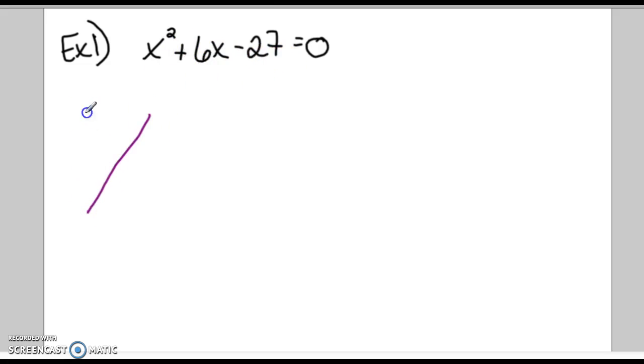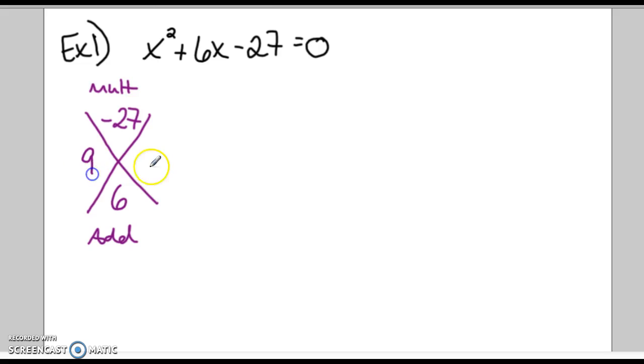So I'm going to do my x, because whether I use box or grouping, I always start with my x. My a times my c would be negative 27 in the top of my x, and then my b term, which is 6, will be in the bottom, so I need something that's going to multiply to the top and add to the bottom. I can think off the top of my head that positive 9 times negative 3 will give me negative 27, and positive 9 plus negative 3 will give me positive 6. So those are my 2 factors.